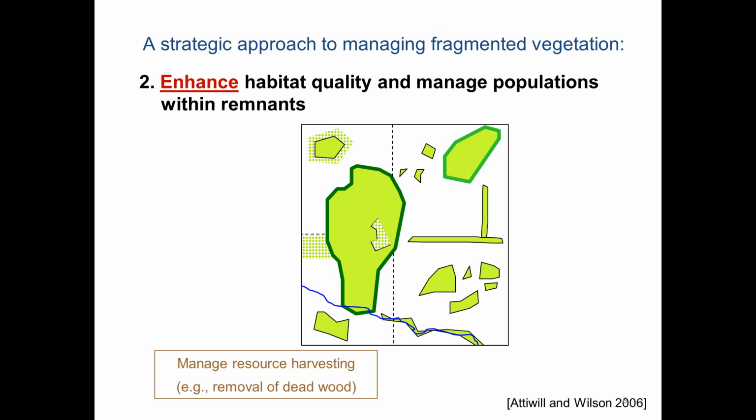So this brings us to our second step, which is enhancing the habitat quality and managing populations within remnants. This is where scientists become involved, ecologists and conservation managers, who are going to make decisions about what we can do in those areas to improve the habitat quality. We're going to start by managing resource harvesting, which with vegetation will be looking at how much of these areas are being removed for wood or for other purposes, and deciding whether or not that's appropriate. Some things might actually be beneficial.